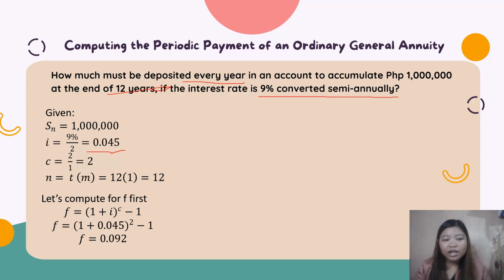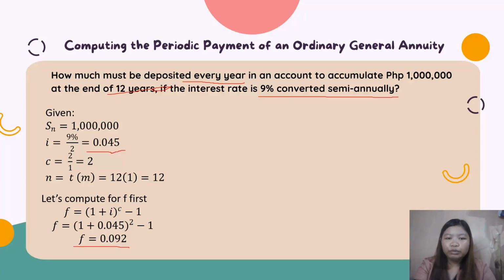Substitute all the values. So we have now F is equal to the quantity of 1 plus I raised to C minus 1. Then we will have 1 plus 0.045 raised to 2 minus 1. Then simplify it. So we have F is equal to 0.092.